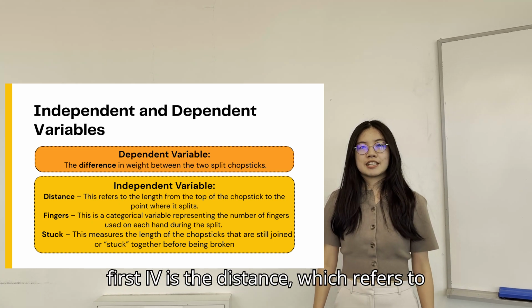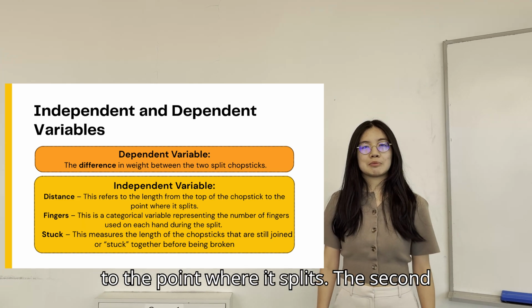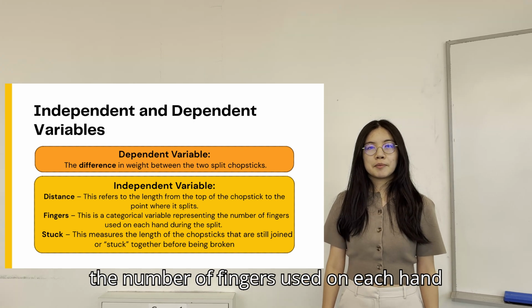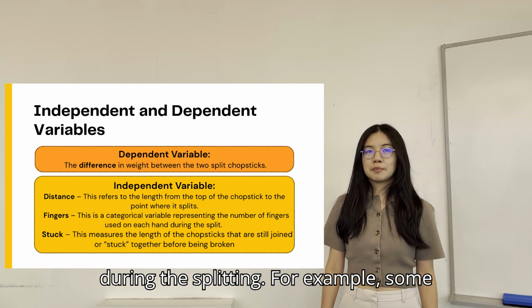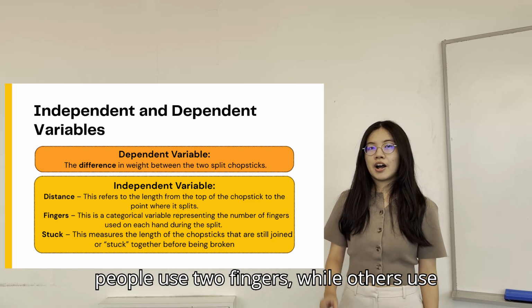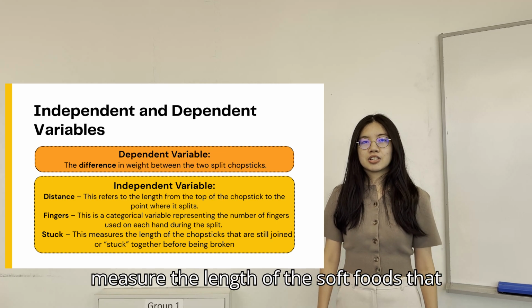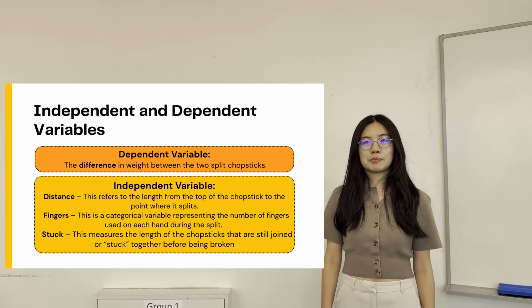These are the factors that we believe may influence the weight difference. The first IV is the distance, which refers to the length from the top of the chopsticks to the point where it splits. The second IV is a categorical variable, which is the number of fingers used on each hand during the split. For example, some people use 2 fingers while others use 3. The last IV is the stuck, which measures the length of the chopsticks that are still joined or stuck together before being broken.